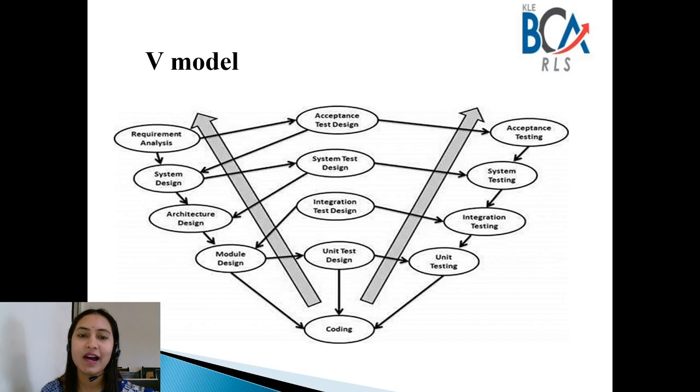Once you start the system design, parallelly you will also start the testing, so that you understand well what has to be done in the testing phase. Next is architectural design. Architectural specifications are understood and designed in this phase. As I have told you about architectural design in the previous models, here you design the database or you design the UI. All the architectural specifications are understood and designed in this phase.